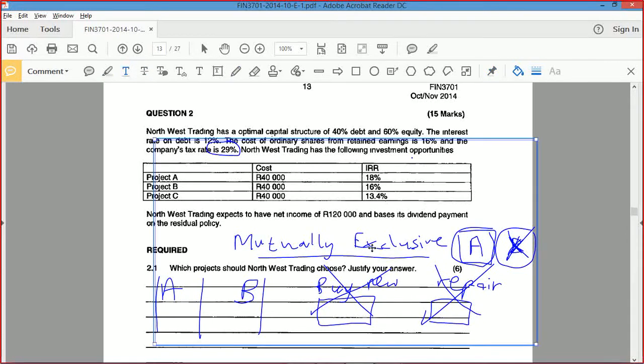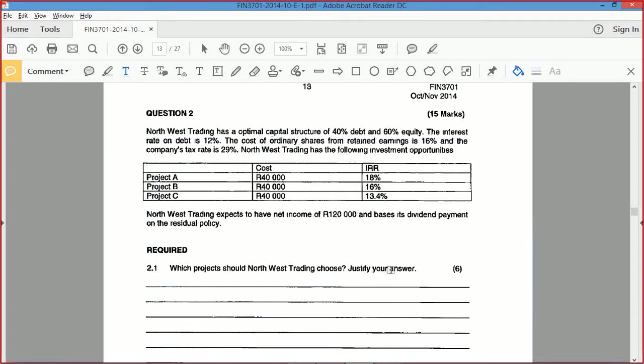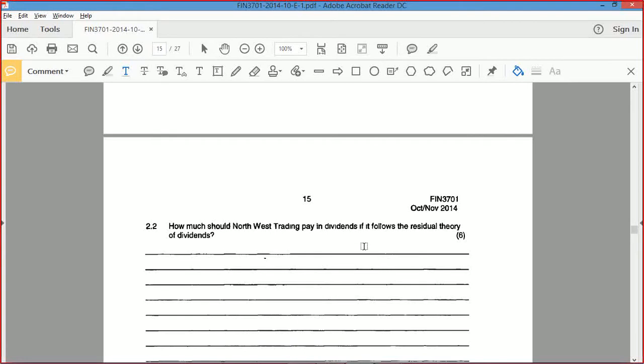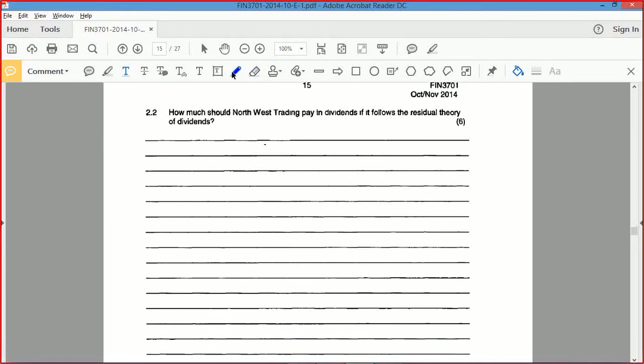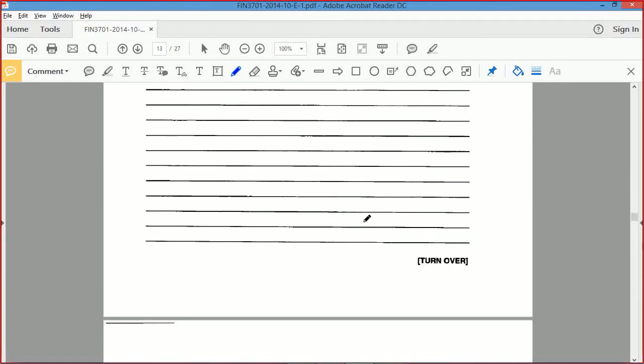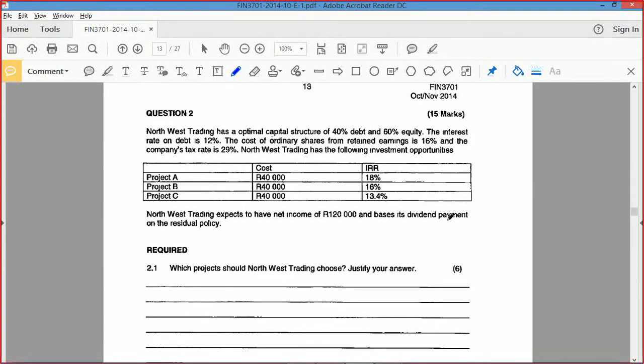Right, so you got 6 out of 6 for this one. What does 2.2 ask for? Residual theory of dividends. They want the dividend. So I mean, you just got to work out 60% of 80,000 because the capital requirement is 80,000. No. So I'll work this out.